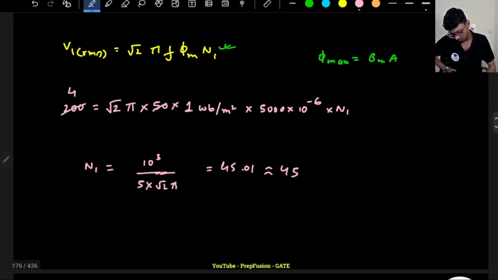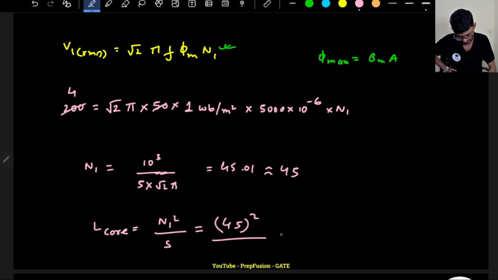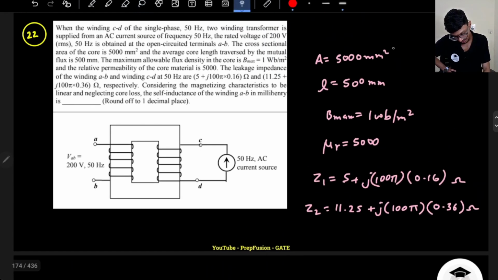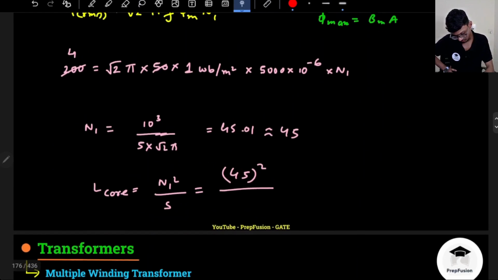So what will be the inductance? What is the L core, right? L core will be n1 square divided by reluctance. So n1 square is 45 whole square. What is the reluctance? Reluctance is L by mu A. So L is, they've given me L as 500 millimeter and mu r is 5000. So 500.